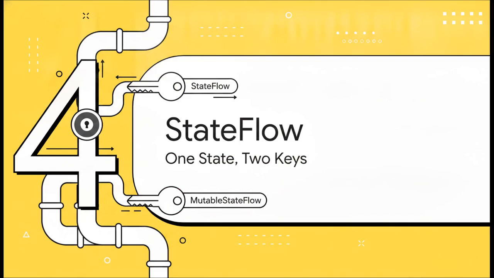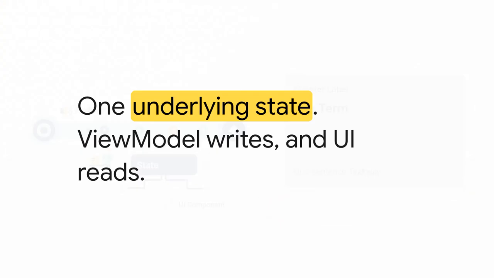Section 4. StateFlow and MutableStateFlow. One state, 2 keys. The ViewModel writes and the UI reads. Okay, so StateFlow by itself is completely read-only. MutableStateFlow, as the name suggests, adds write permission into the mix. It's the exact same underlying state, just with 2 different access levels. It's a lot like a Google Doc. You have a viewer and an editor, but it's the exact same document.